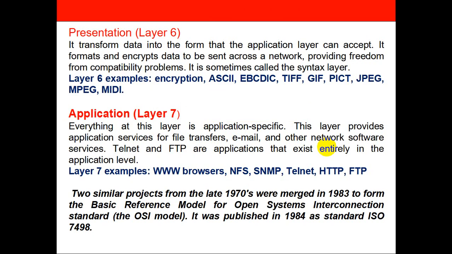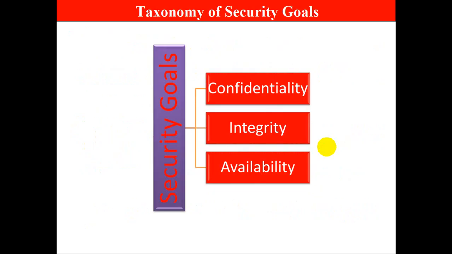And this is it for today's video, guys. In the next video we'll be talking about the taxonomy of security goals, which include confidentiality, integrity and availability, which stands for CIA.